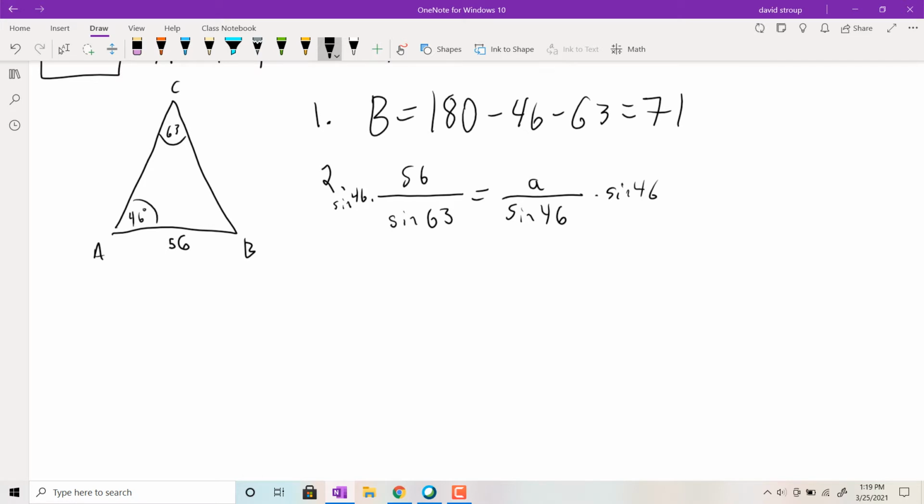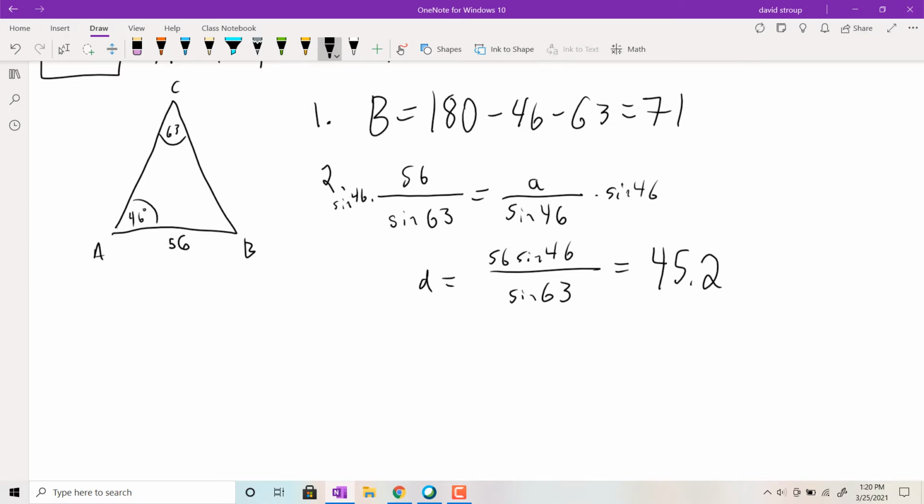Okay, so I end up flip-flopping the equation. I end up with A equals 56 sine of 46 all over sine of 63. And then you go to your calculator. Make sure you are in degrees. Okay, that's very important. The book will tell you how many decimal places, and of course the software will tell you. Little mates are usually to the 10th place.